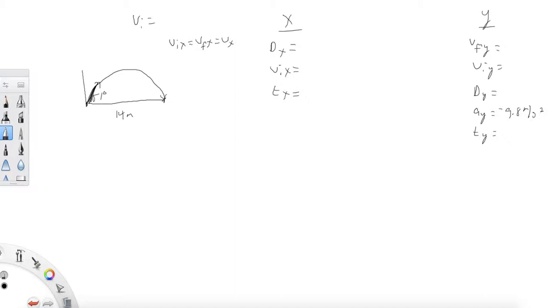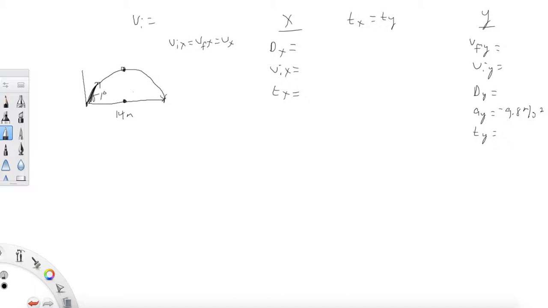Now remember that the variable that links these two directions together is your time. So the time something goes out is equal to the time something falls down. So Tx is equal to Ty. Okay, so now let's go ahead and see what we've got here. So what I'm going to do is break this up in half. I'm going to go from this point up to this point.